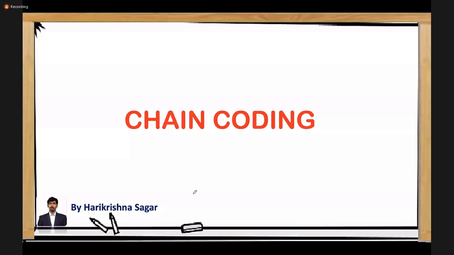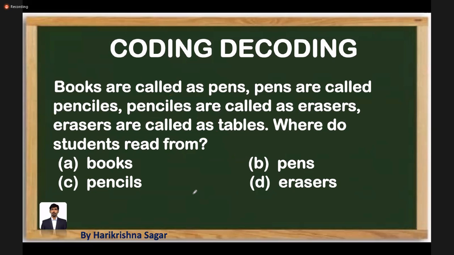Similarly, we can also see chain coding. Chain coding is nothing but very simple. You just need to understand the question is like this: books are called as pens, pens are called as pencils, pencils are called as erasers, erasers are called as tables. Where do students read from? So basically students will read from books, but as per the data, books is called as what? Pens. So you can mark your answer choice as option C. That option B is going to be pens.